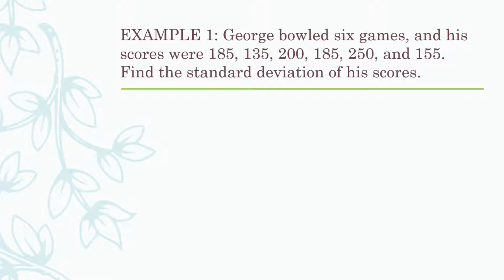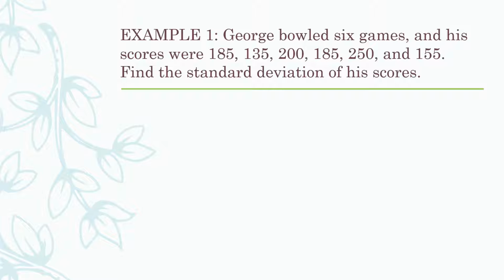Let's look at an example. This example looks really similar to the problem from your homework. So I'm going to go through this example, and then I'll go through part of your homework. It says, George bowled 6 games, and his scores were 185, 135, 200, 185, 250, and 155. Find the standard deviation of his scores.